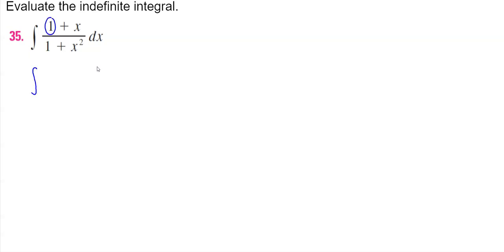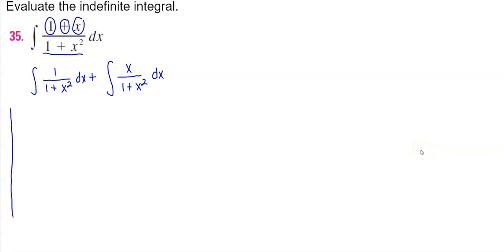So we can see that there's 1 over the denominator, so that's 1 over 1 plus x squared, and then plus x over 1 plus x squared. Now remember, this is dx, correct? So this is dx, and then also dx over here. Okay, so now we're going to solve for two different integrals and then add them together. So let's go ahead and do that.